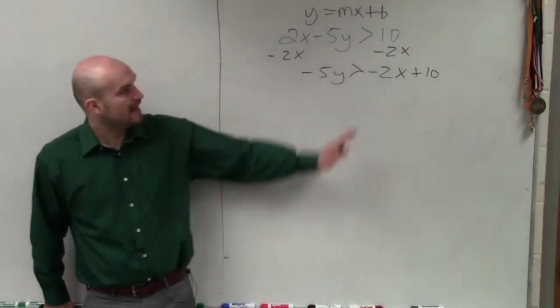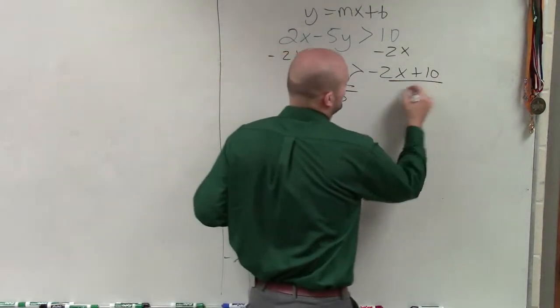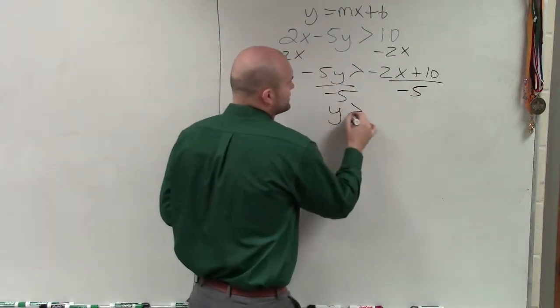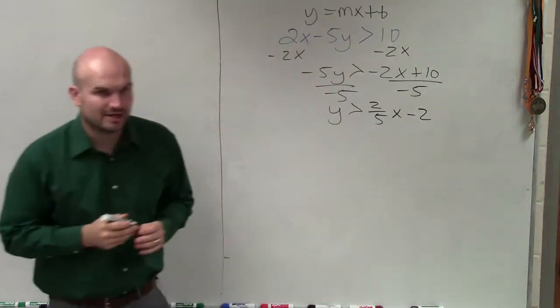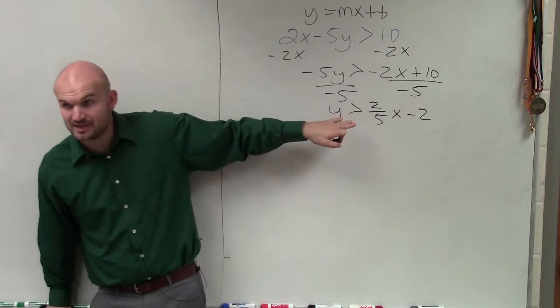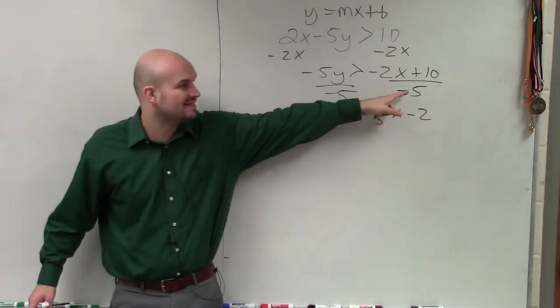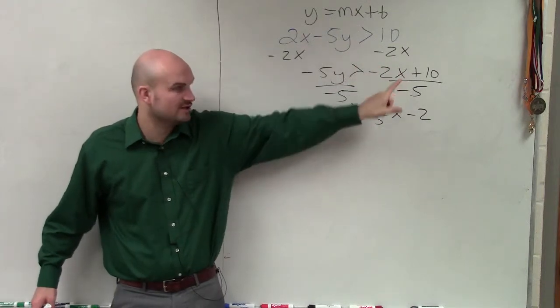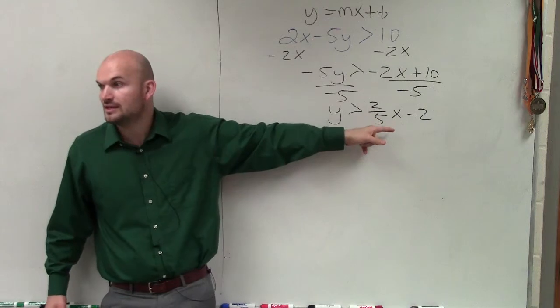OK. Now I need to solve for my y again. So I divide by negative 5. And I have y is greater than 2/5 x minus 2. Does everybody understand why I had to flip the sign? Because I divided by a negative number. Also, notice that I divided the negative 5 into both of my terms, leaving me with a positive 2/5 x and a negative 2. Yes?